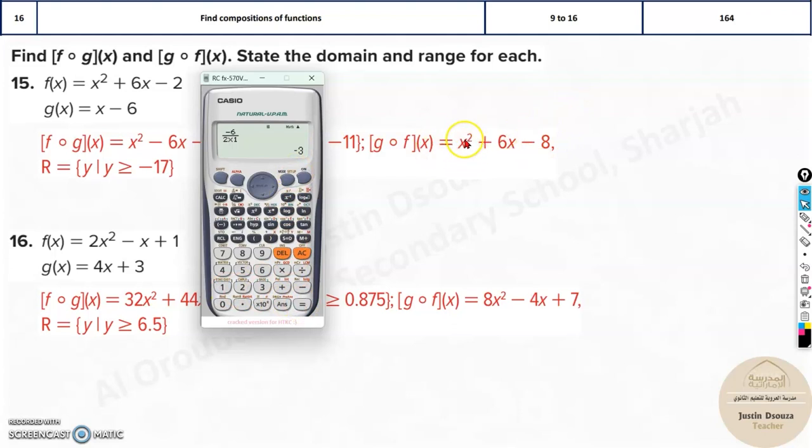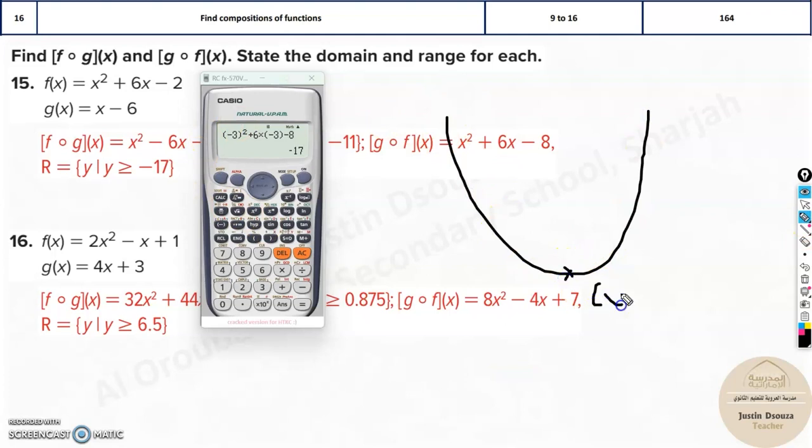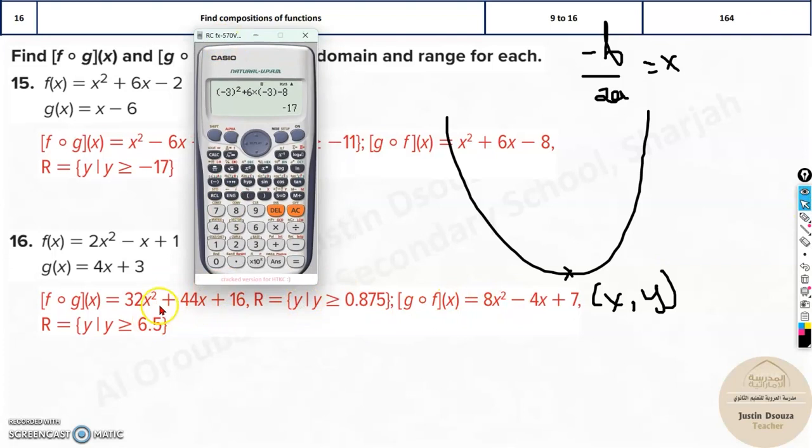Now you need to substitute minus 3 everywhere over here. So it's minus 3 the whole square plus 6 into minus 3 minus 8. The answer is negative 17. Now, since this x squared term is positive, the parabola is opening upwards. And from the vertex, we get the x value. That formula for the vertex, minus b by 2a, is to find the x value of the vertex. And then you have to find the y value by substituting it. That's it. Same thing can be done everywhere. You can try this by yourself.